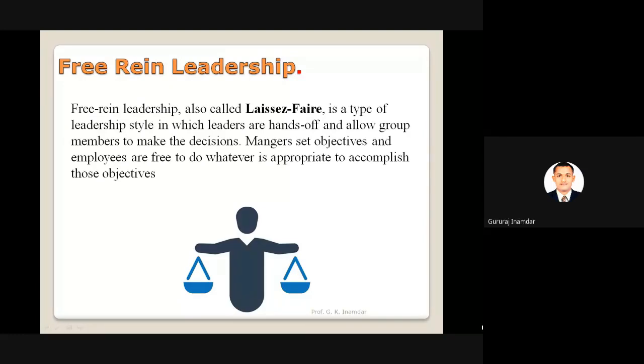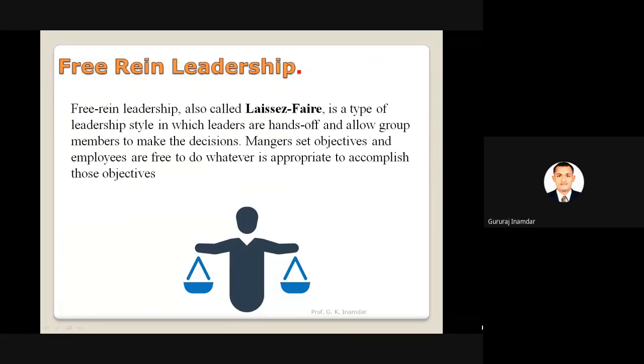Is it right? For example, you can say in the marketing industry, this free-rein leadership is there. Okay, marketing department. So what is the marketing department? They are giving a target to each and every employee. Okay, this is your target. We have to sell this product, 100 products per day. Okay, so this is a target. This is the work, so you can use whatever way. Okay, there is no discussion. So this is nothing but free-rein.